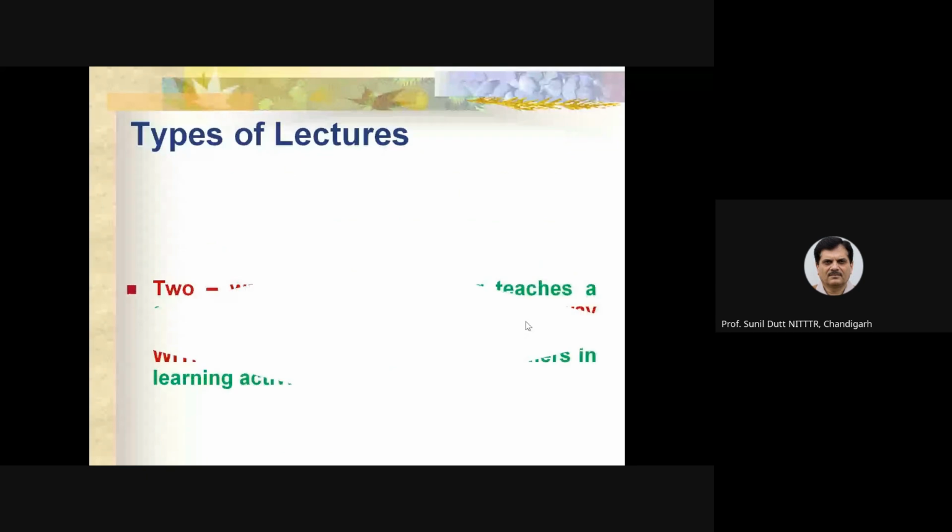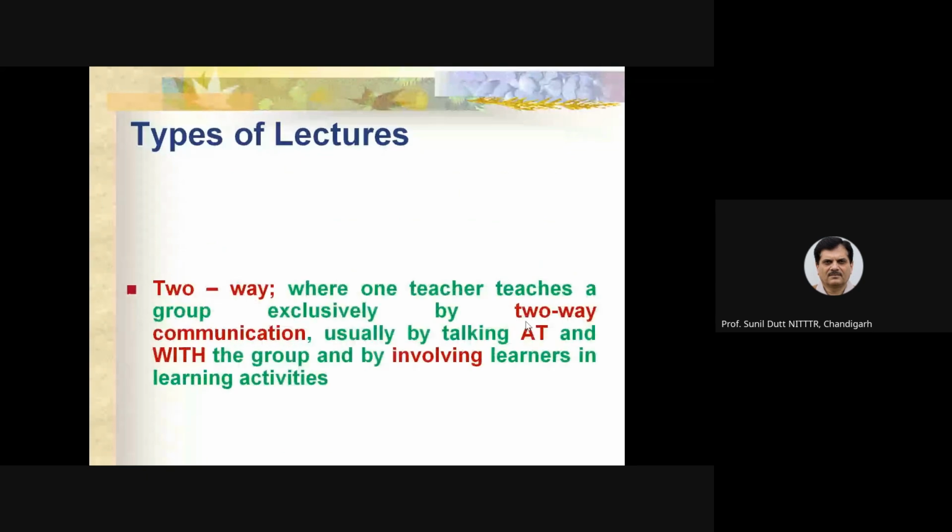Now we have two-way lecture, where one teacher teaches a group exclusively by two-way communication, usually by talking at and with the group and by involving students in learning activities. So all the shortcomings that were in one-way lecture are covered up in this. And you can also employ multi-way communication where one student is allowed to talk to another student. Also there are group discussions, all these students.